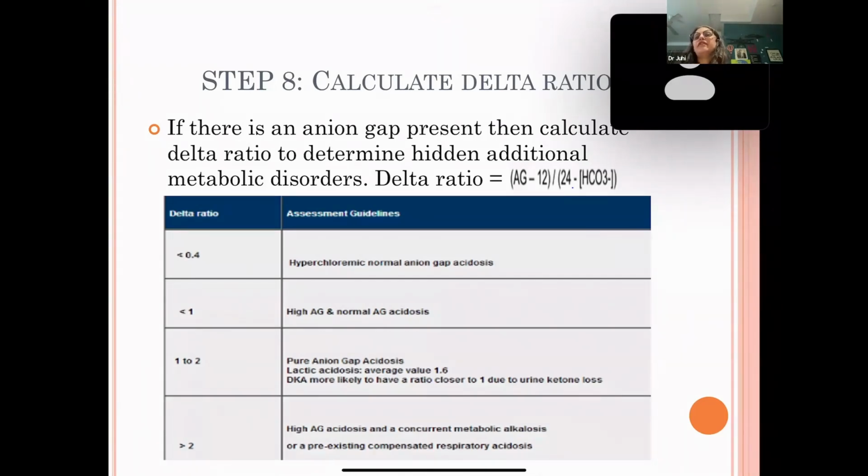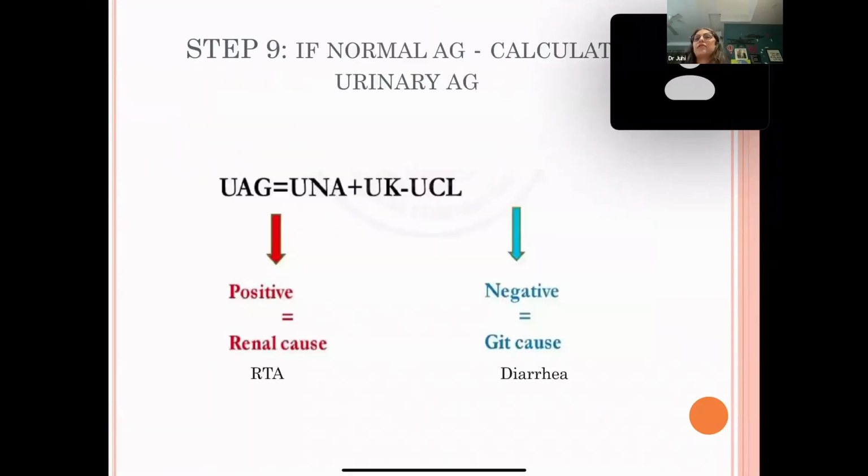Okay, if you find a positive anion gap, supposedly a high anion gap, then we calculate the delta ratio. The formula is anion gap minus 12 upon 24 minus bicarbonate. So these are the ratios. If it is less than 0.4, it's a hyperchloremic NAGMA. Less than 1 is high anion gap and normal anion gap acidosis. 1 to 2 is pure anion gap acidosis. More than 2, again high anion gap with metabolic alkalosis.